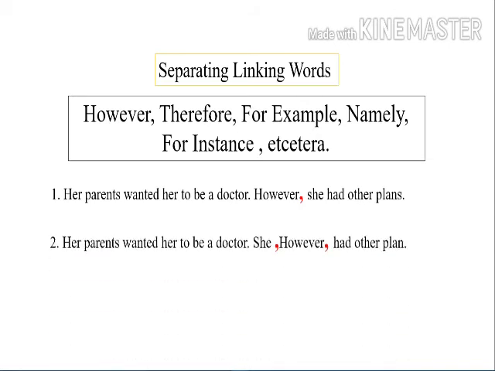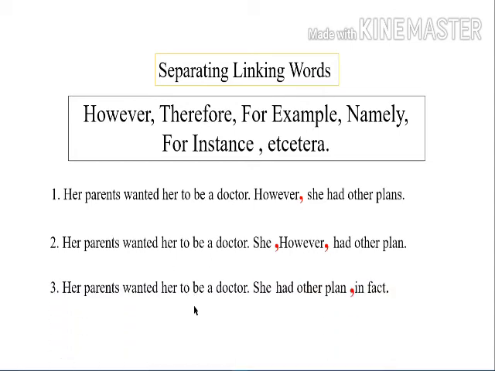Her parents wanted her to be a doctor. She, however, had other plans. If we want to use however in the middle of the sentence, we should put two commas, one on both sides, at the beginning and the end. So we should be more careful when we write these sorts of sentences. When we use these linking words at the end of a sentence, at that time we should put only one comma.